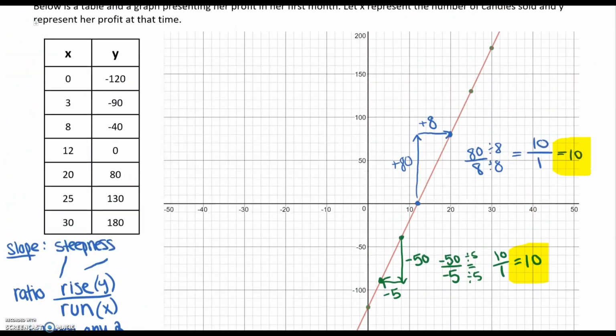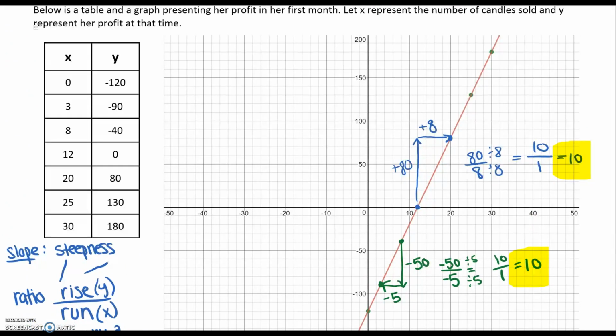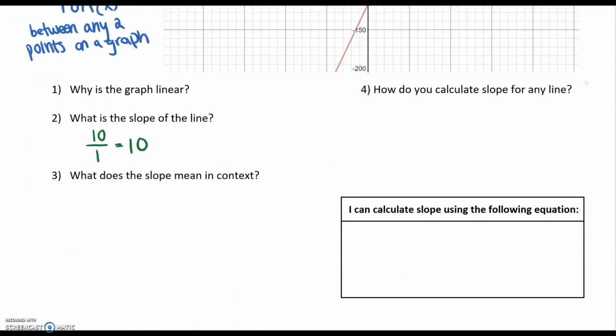So I want to go back to the graph to answer this question. So when we went up 80, what that really means is you're going up $80. Okay, we said our y-axis represents profit. So when you go up 80, it means you're going up $80. And our x-axis represents quantity sold. So when we said we went over 8, we were going up 8 on quantity sold. So you sold 8 more candles.